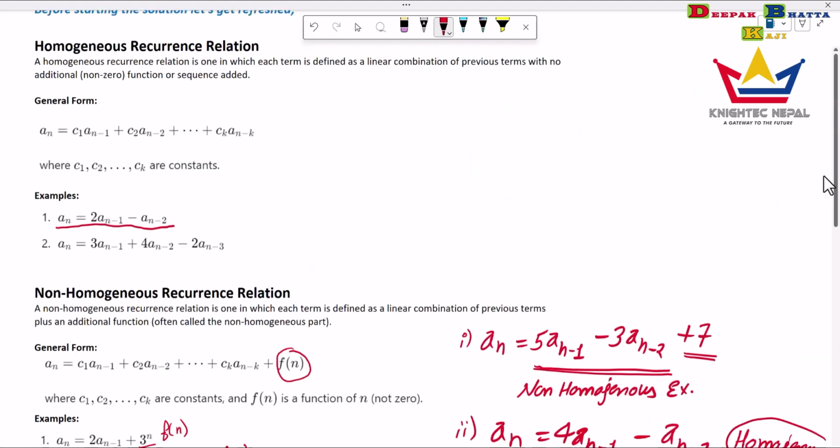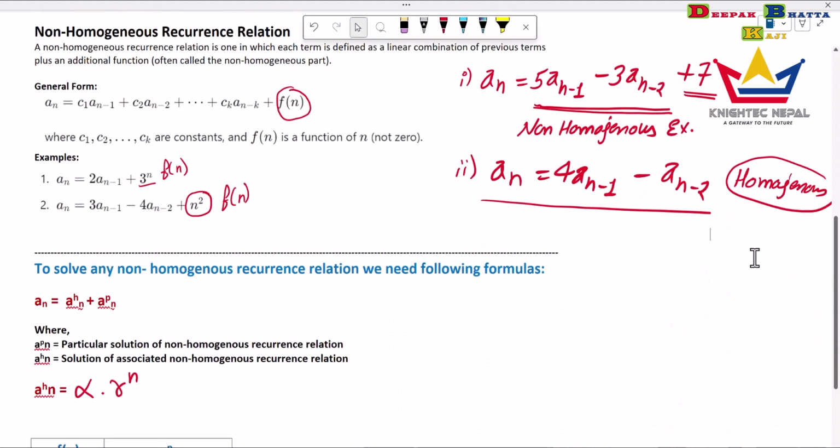This is the example of homogeneous, right? So let us take another example.